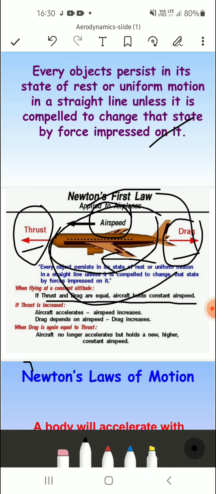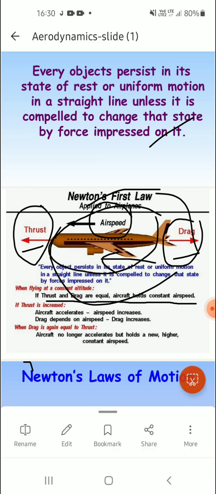You need to know about friction. Friction is the opposing force that works on any object to hold it in rest position. So a drag force is the same as a friction force. Here it is written that when drag is again equal to the thrust, the aircraft no longer accelerates but holds a new constant speed.